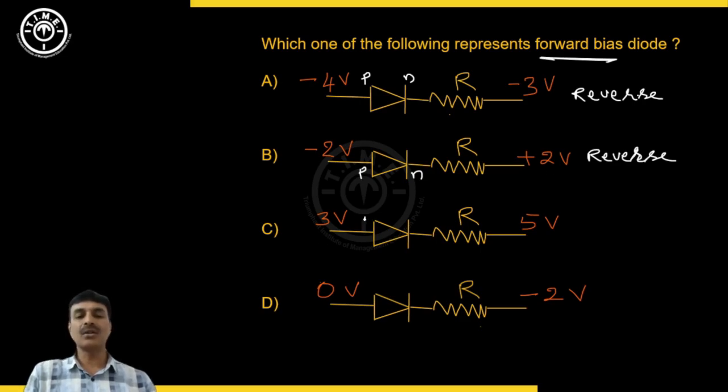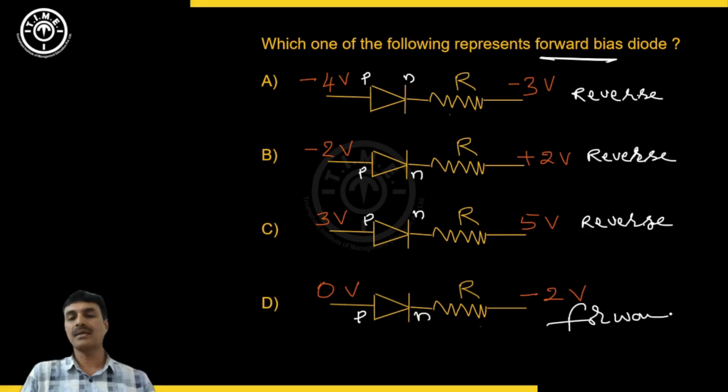Coming to option C, on the P side you have plus 3 volt, on the N side you have plus 5 volt. Higher potential is applied to the N region, lower potential is applied to the P region. So this is also reverse bias mode, isn't it? Coming to the last option, on the P side you have 0 volt, on the N side you have minus 2 volt. Compared to minus 2, 0 is higher. So higher potential is applied to the P region and lower potential is applied to the N region. So that makes it forward bias.